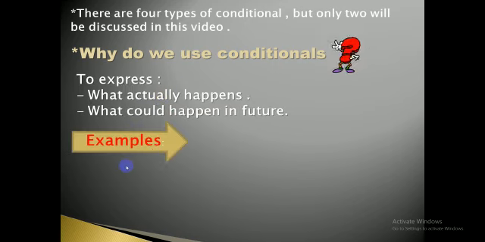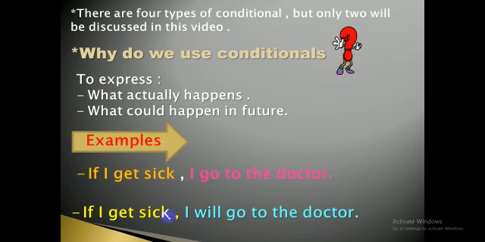Look at these 2 examples. If I get sick, I go to the doctor. If I get sick, I will go to the doctor. Okay, let's talk about what's similar in this sentence. Both of them use 2 clauses, 2 parts of each sentence, separated by, correct, a comma. Excellent. Second, both of them start with conjunction if.